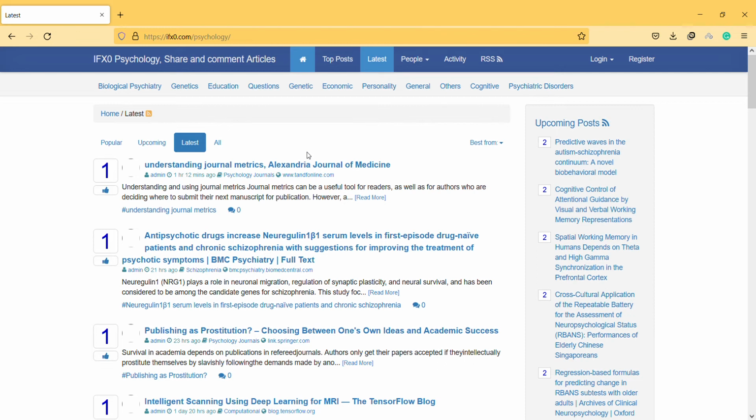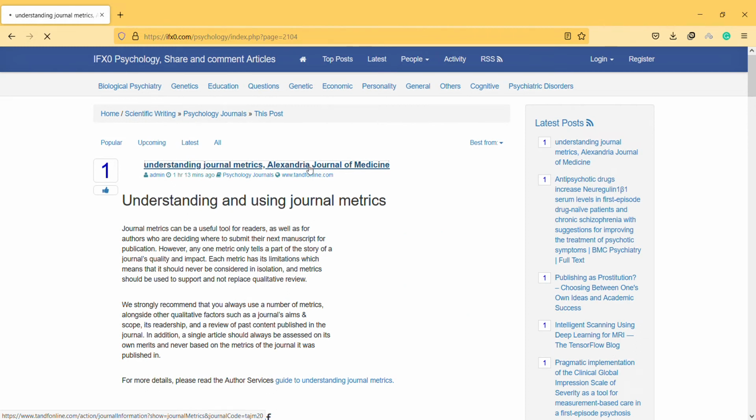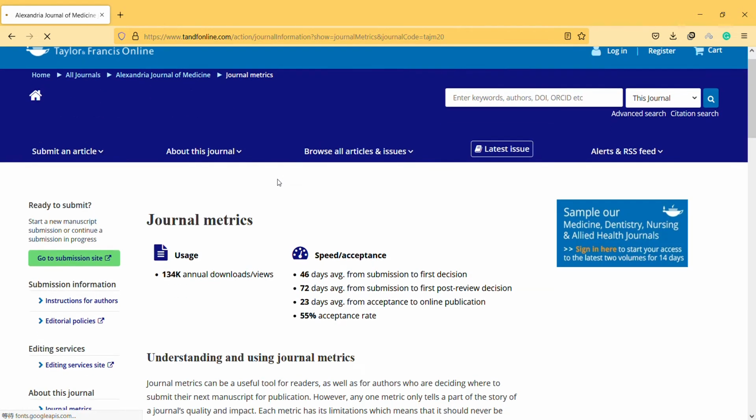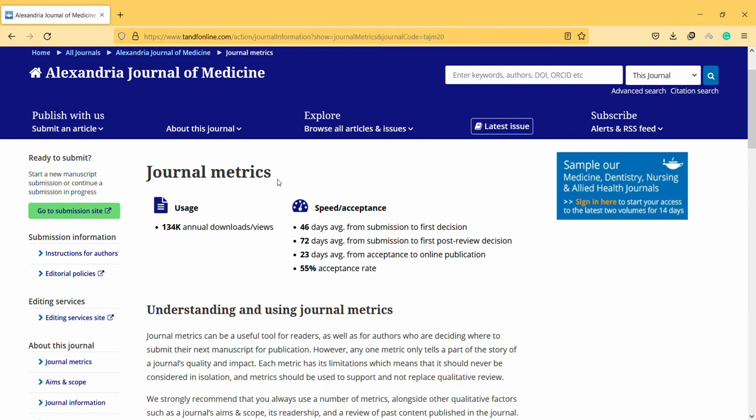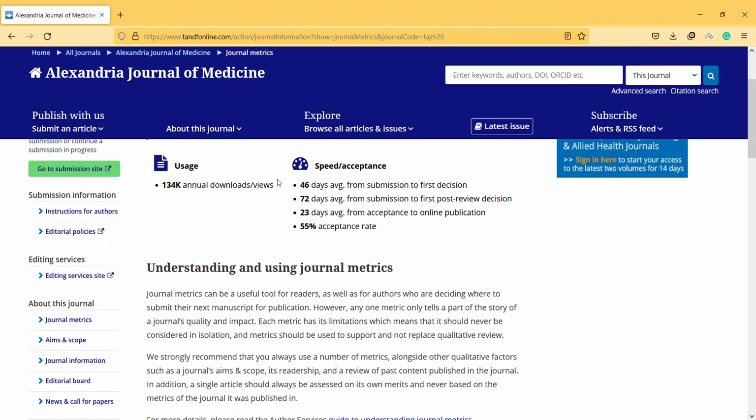In this video, I will mention how impact factor can be tricky and why understanding journal metrics is essential. So let's look at this journal. Most people only look at the impact factor of the journal, but it is important to know how they calculate it. Otherwise, they can miscalculate the success of the journal.